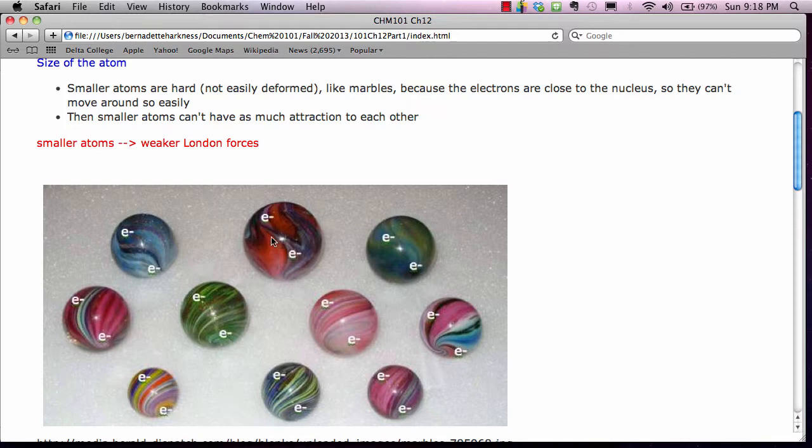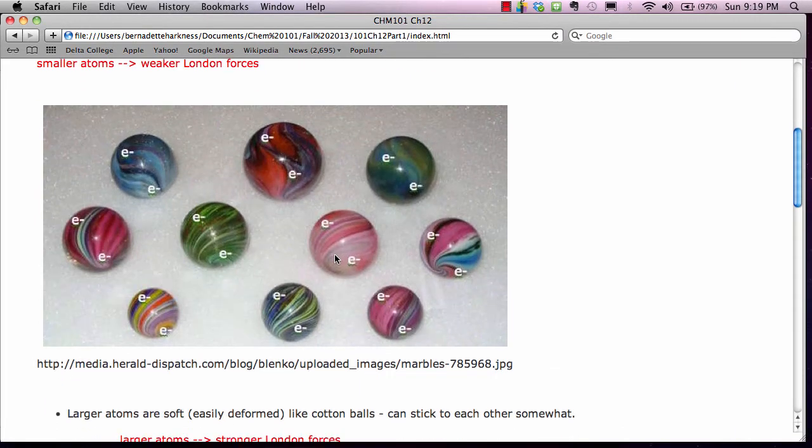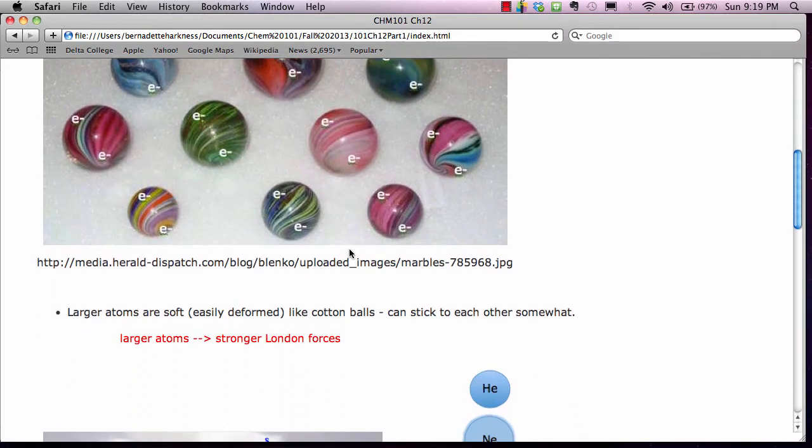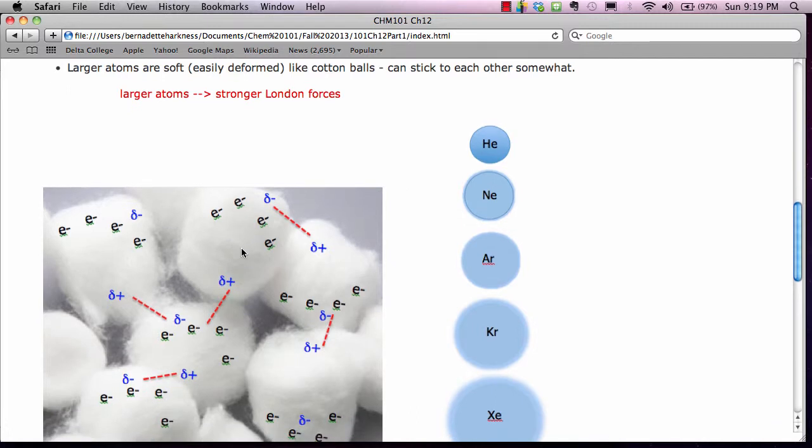Basically, a small atom is like a marble. It's very hard because the electrons are quite close to the nucleus, and so they don't really want to move around that much. So smaller atoms are more like marbles. They don't have that strong of an attractive force because they don't move around as much. Larger atoms, on the other hand, are soft, easily deformed like cotton balls, because the electrons on the outside are farther away from the nucleus, so they're more likely to move around and have that mobility.